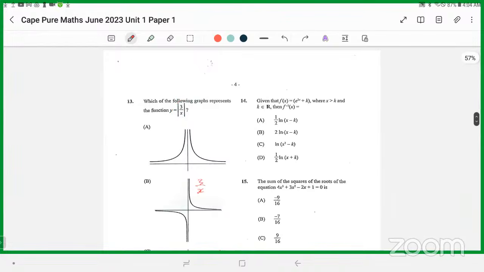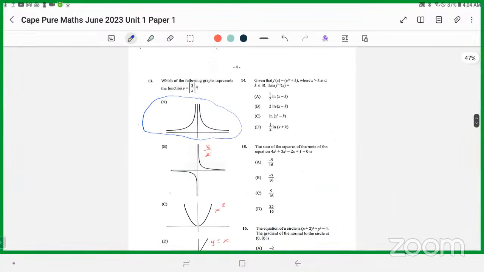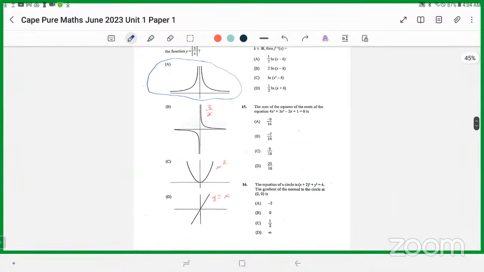Modulus, every part of it is above the x-axis. So that's a straightforward question. You cannot accept this because you can't use any part that is below the x-axis. Similarly, you can't use any part of this that is below the x-axis. That is it.